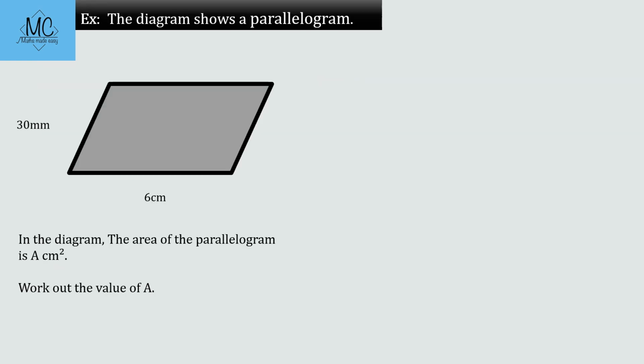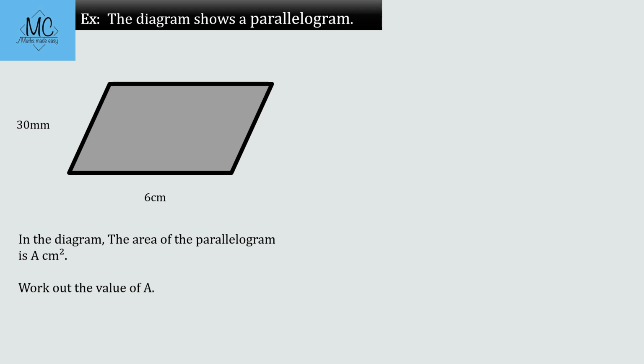Now here's another example for the parallelogram. In this diagram, the area of a parallelogram is given in centimeter square again. So we need to find the area in centimeter square. Now work out the value of area. Now remember that there are two pieces of information given. One, my base is given as 6 centimeters, whereas my height is given as 33 mm, which is millimeters.